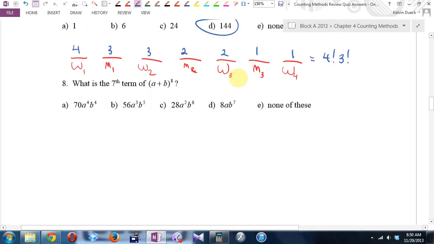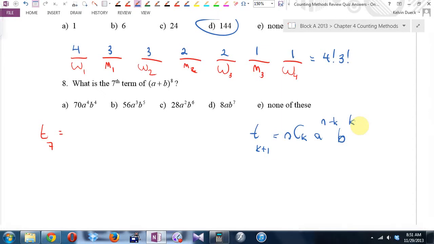Number 8, what's the 7th term? Okay. I write that down. Then, over somewhere else, I write down the term formula, which is this. Do I have to memorize this? No, it's on your formula sheet. Have I memorized it? I taught Math 12 so often, I finally did.